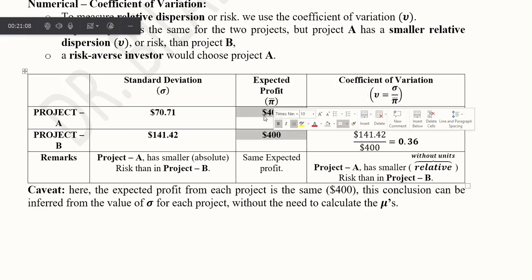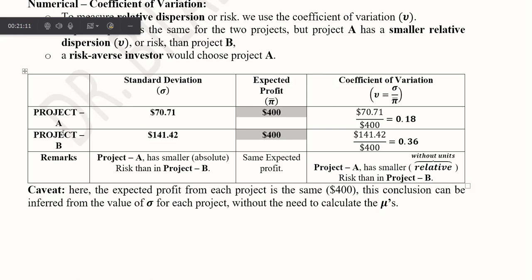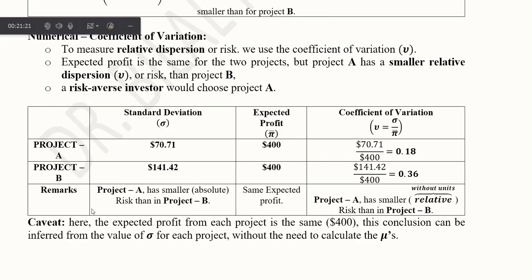Otherwise, if we had different expected profits for the two projects, that is A and B project, then definitely the role of the expected profit, that is the term in the denominator, would have become more significant. So in the caveat, the same thing is mentioned. You can pause the video and read the caveat.